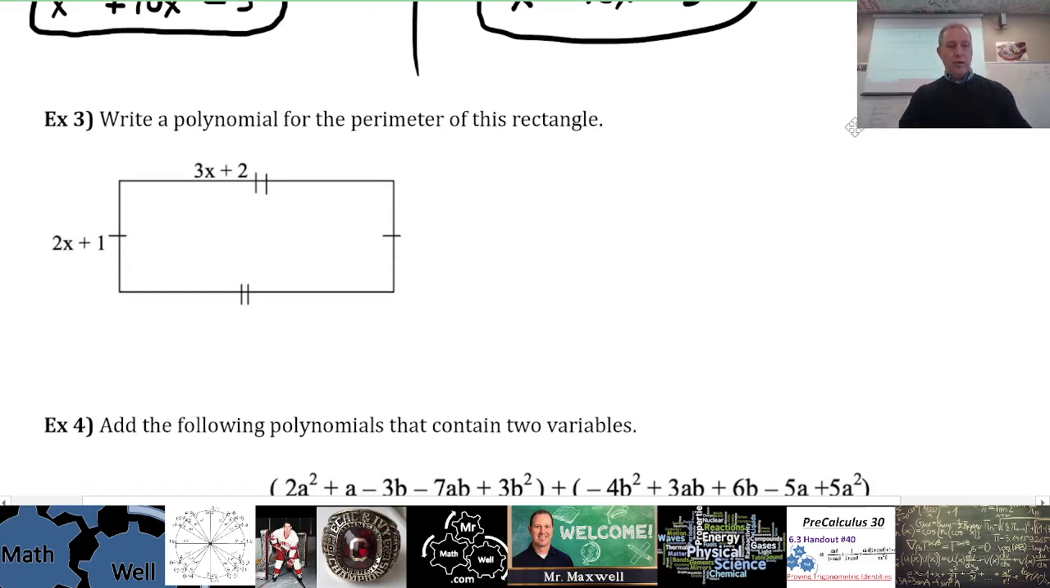Write a polynomial for the perimeter of this rectangle. Okay, perimeter. Who remembers what perimeter means? Can someone volunteer to give me an explanation there? Perimeter? Yes?